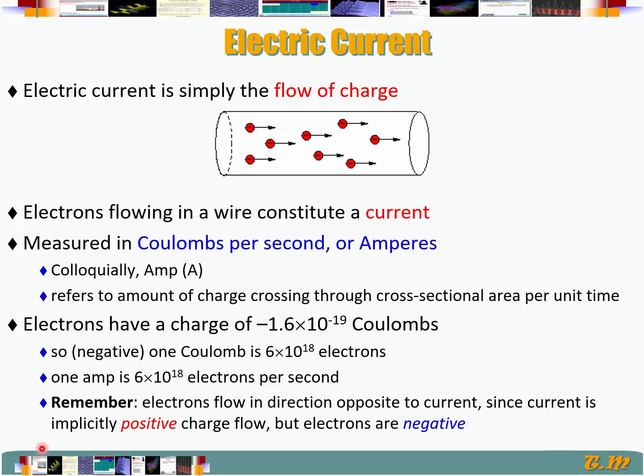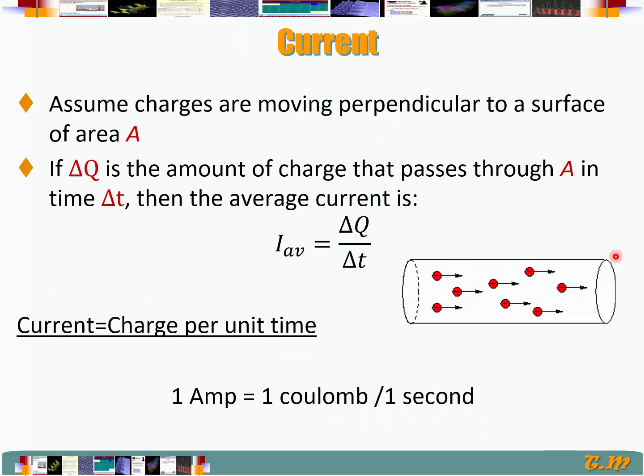Implicitly, we are talking of a positive charge flow, even though it is actually electrons that are negative that are flowing. So assume charges are moving perpendicular to a surface, like here in a straight line perpendicular to the surface area A. So what we define as current is delta Q over delta T. Again, 1 amp is 1 coulomb per second.